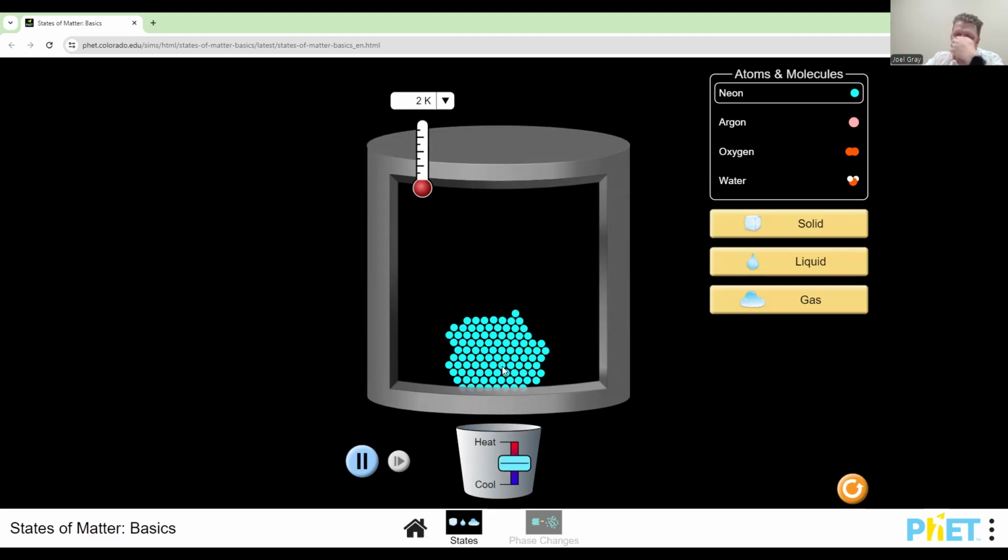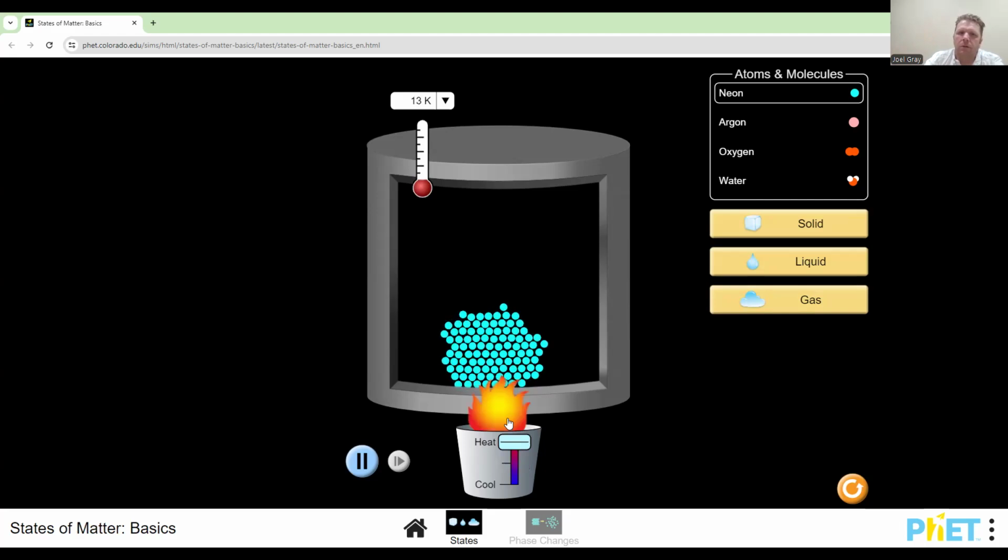Here we have this neon sample. Would you agree that this has a shape? Yeah. I mean, it's not really a square, but there are straight lines to it. There is some rigidity. This is a shape. Okay. So this shape is going to have a fixed volume. So we've got a fixed volume and a fixed shape. So this is a solid.